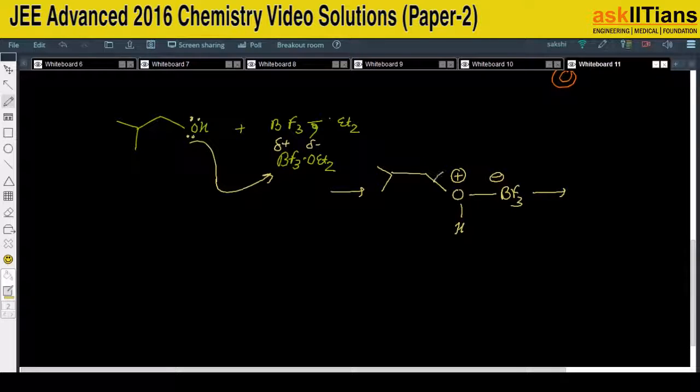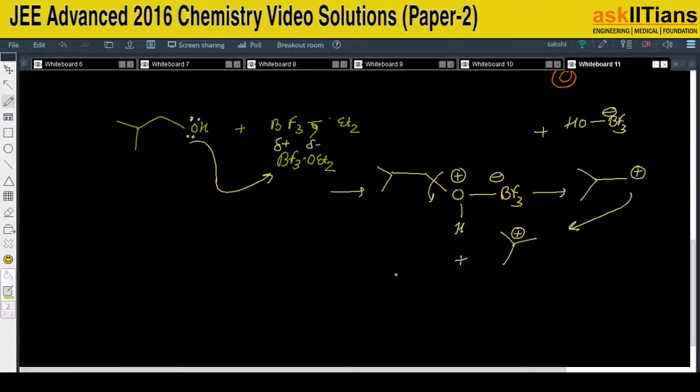This OH will leave the molecule, and as soon as this OH leaves the molecule, you will again get the formation of a carbocation which will be a primary carbocation. Let me write it in detail. And plus the side product that you will be having is OH, BF3 with a minus. Now this primary cation will get converted into a tertiary carbocation.